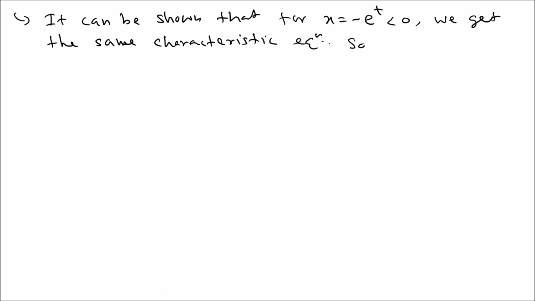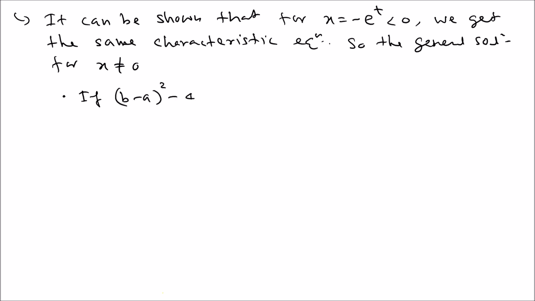So the general solution is for x not equal to 0. What we want to do is consider the positive case and the negative case, so instead of x, we put the absolute value. That means the three cases depend on b minus a squared minus 4ac.